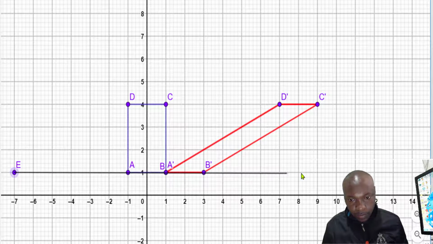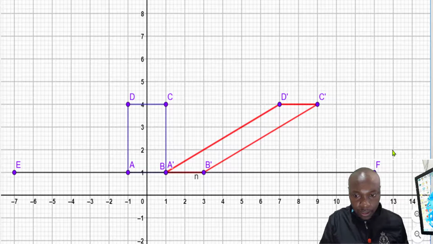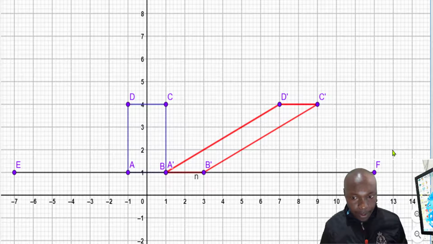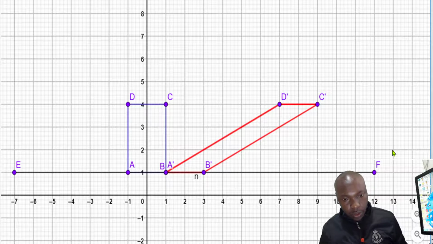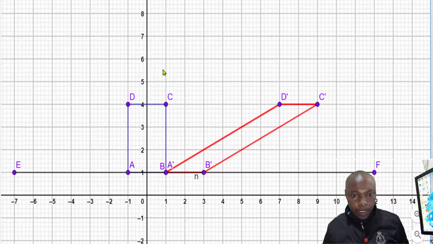So I'll draw it there. EF, you can see EF, that is the line y = 1. That is the invariant line, and the object that we need to stretch is ABCD, as you can see. So points will move perpendicularly from that line.